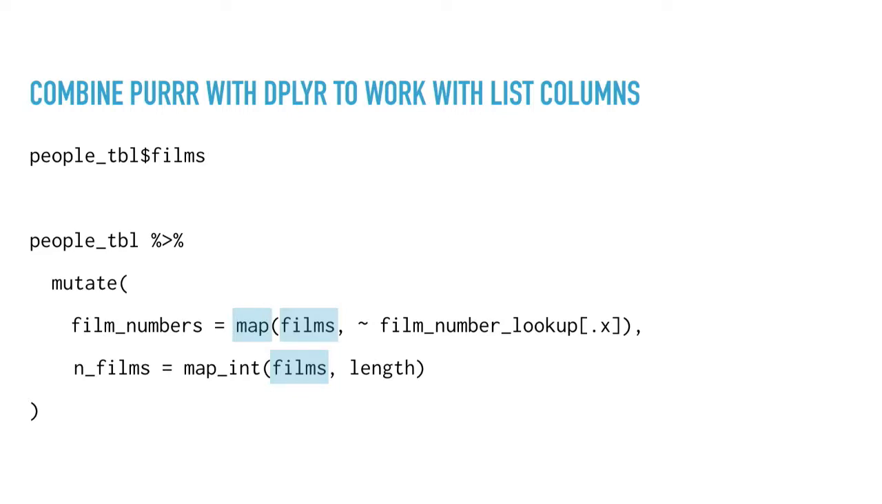So the key thing here is that when you're combining dplyr with purrr, if you're using a map inside the mutate, you're going to get a list column back. Map always returns a list, so that column is going to be a list column. If you're using one of the typed ones that returns a vector, you're just going to get a normal column.